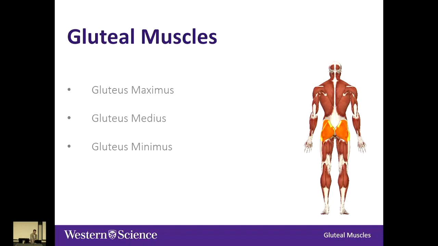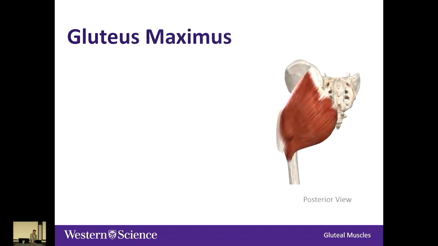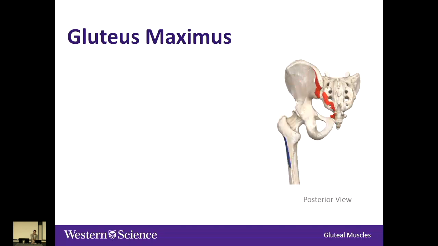Okay, so let's look at those individually. We'll start with gluteus maximus. Big muscle. This is actually the largest muscle in your body. It doesn't matter if you're measuring it by cross-sectional area or by volume or by weight. It's the largest muscle. So it's going to be the large chunk of your entire glutes. And if we remove the muscle, we can see in red where it's originating and in blue where it's inserting.